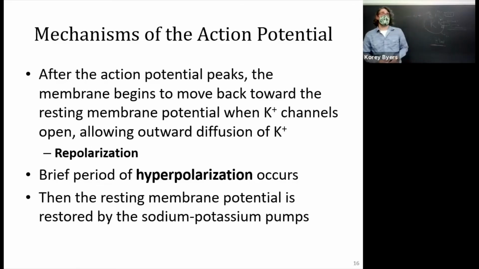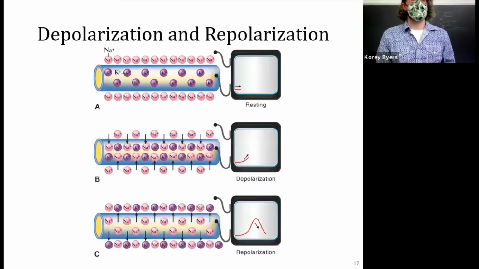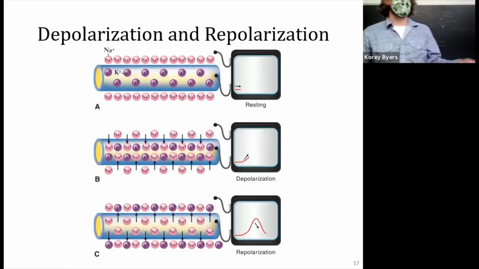So it's all about those ions, all about whether the positive potassium is leaving or positive sodium is going in. Now there's a point where we have too much potassium leaking out, and so we hyperpolarize. At hyperpolarization, we can't receive any more stimuli. We're extremely hyperpolarized, and so the resting membrane potential is then eventually restored by pumping more potassium back in.